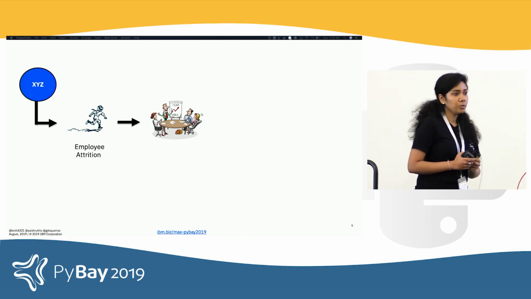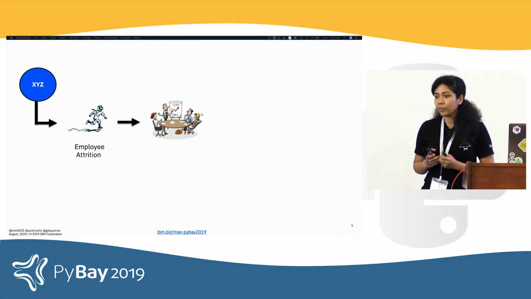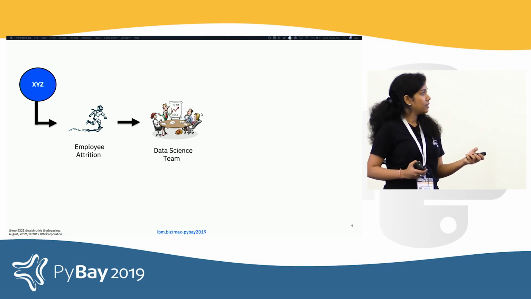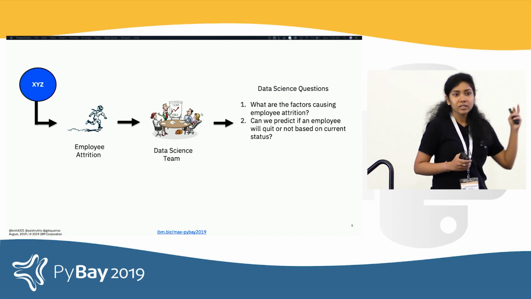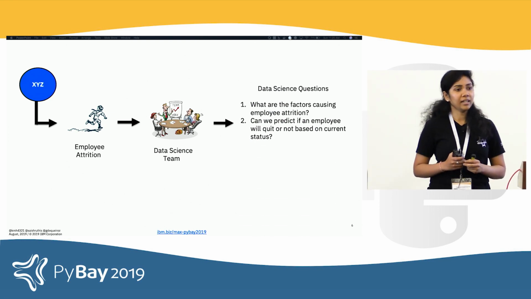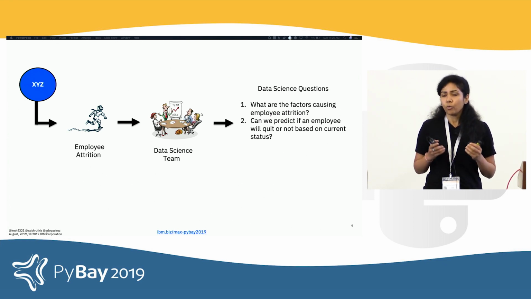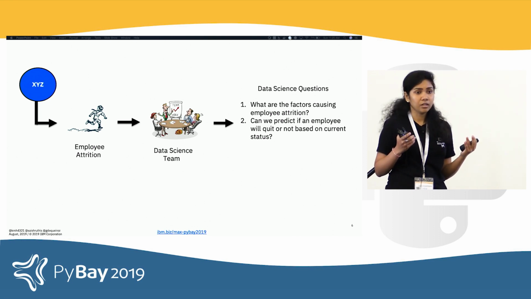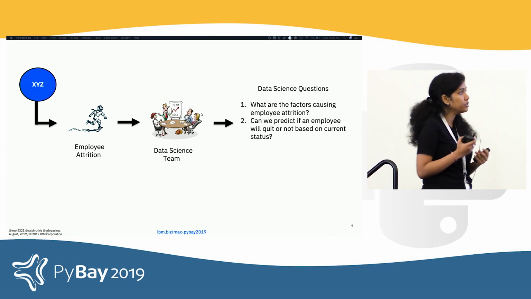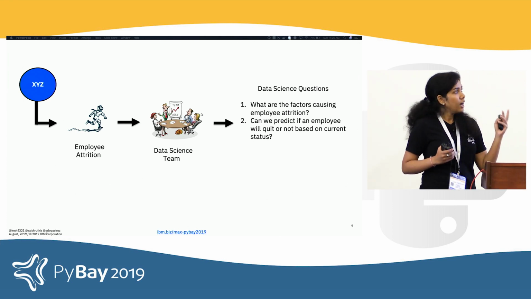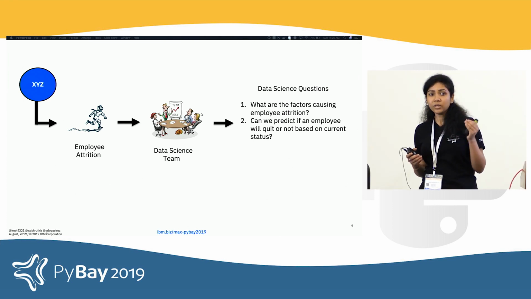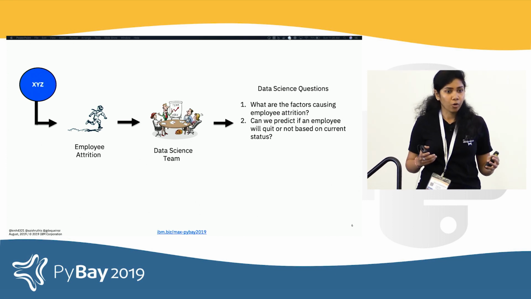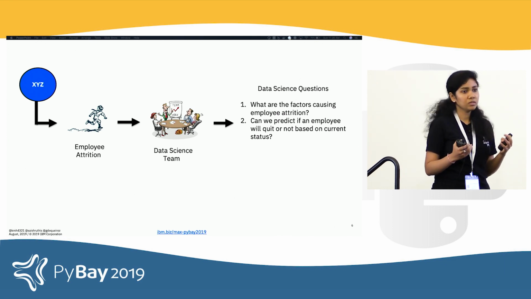So what I decided to do is, okay, let me just solve this in a data science way. My first step would be to call my data science team and hand over the business problem to them. Then they will take this business problem and convert it into a data science question. For example, what are the factors contributing to employee attrition? Is it age? Is it salary, or the position, or the qualification? What is causing employee attrition? And the second possible question is, given the current status of an employee, is it possible to predict whether they will stay or not? So these are the questions that might probably come up.